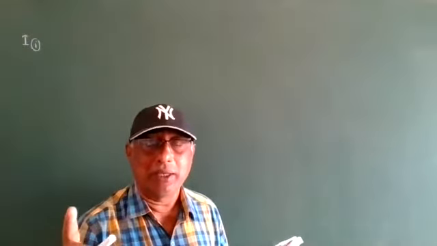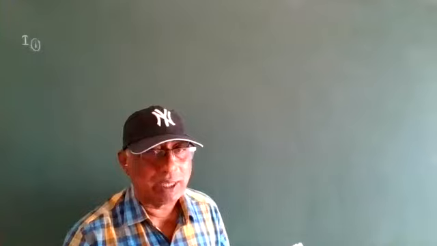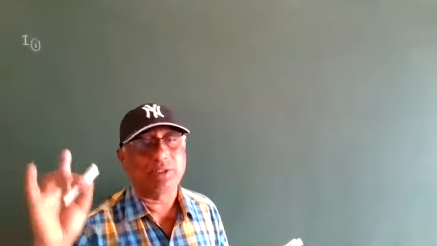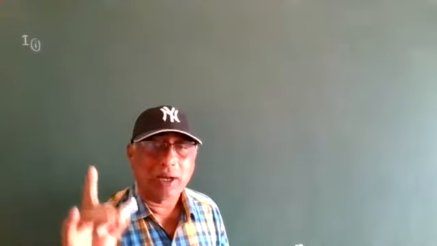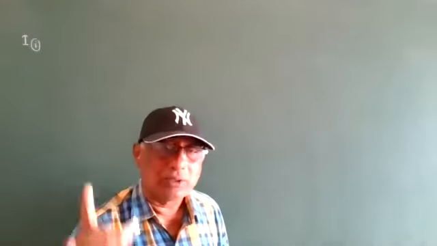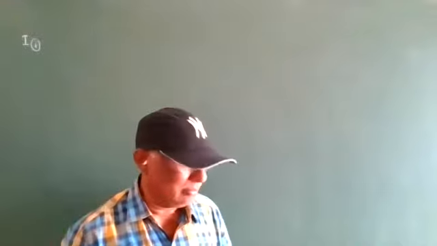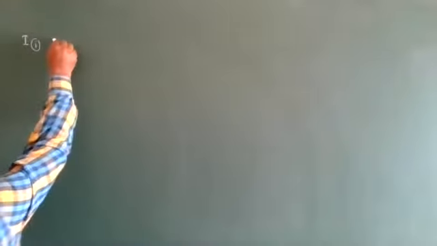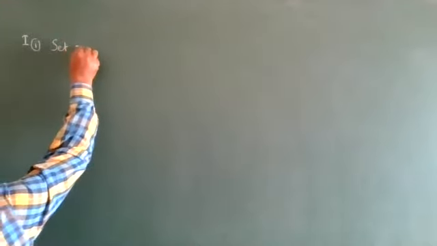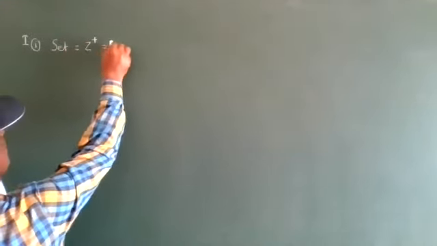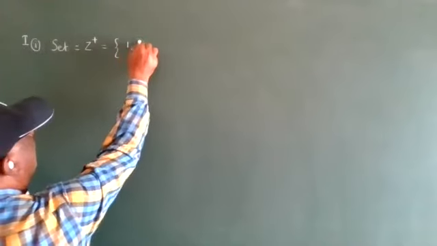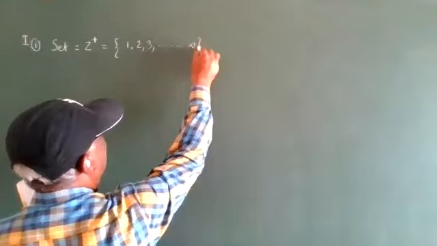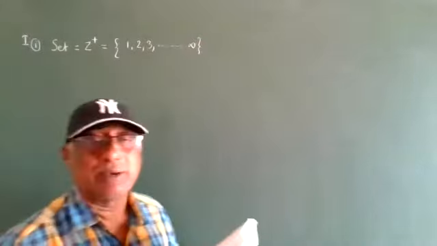Binary operation means A, B belonging to the same set, and after the operation, using the symbol, the result also belongs to the same set. Then we say that it is a binary operation. First, write down the given set. It is Z plus. Z plus means positive integers: 1, 2, 3, 4 up to infinity. So the set is given.